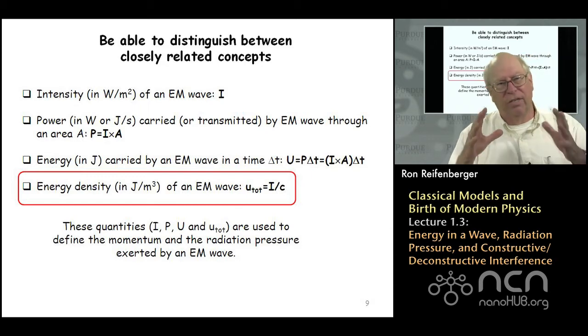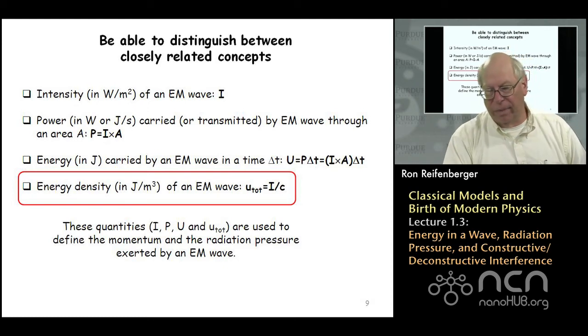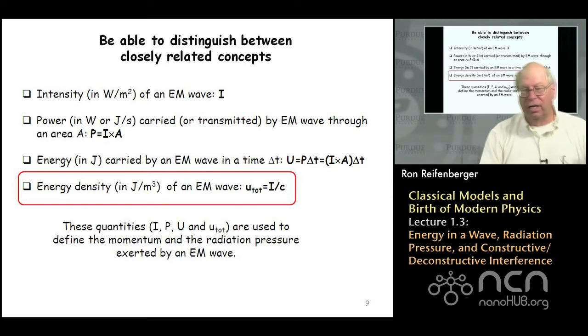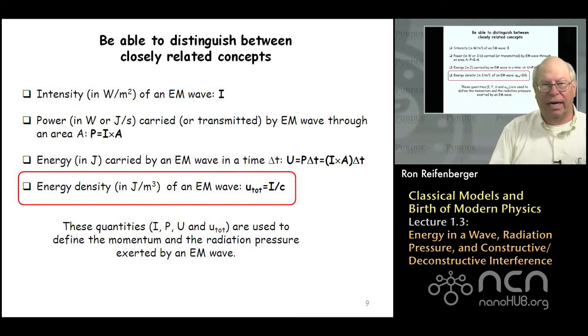Now, the energy density is basically telling you how much energy is stored in a certain volume of space that's filled up with this electromagnetic wave. The units of energy density are joules per cubic meter. And it turns out that the total energy density in an electromagnetic wave is going to be equal to the intensity of that wave divided by the speed of the wave c. So we'll derive this equation on the next slide.